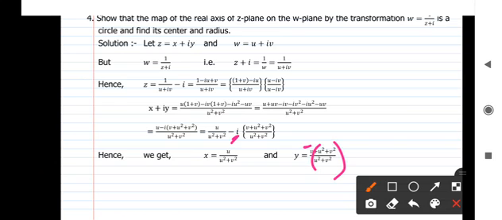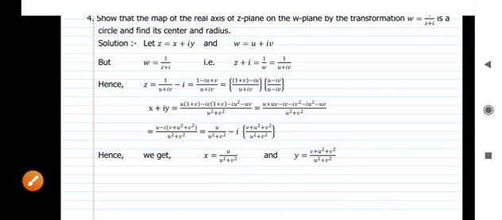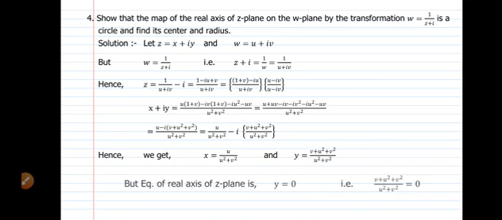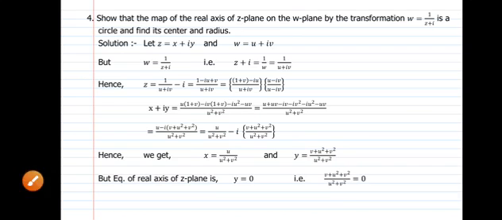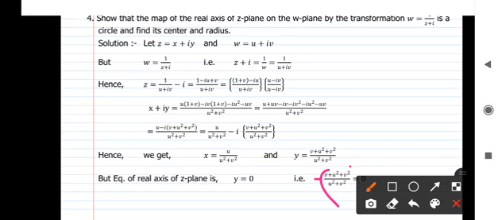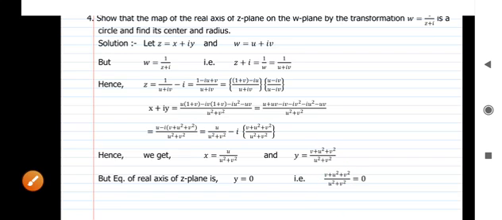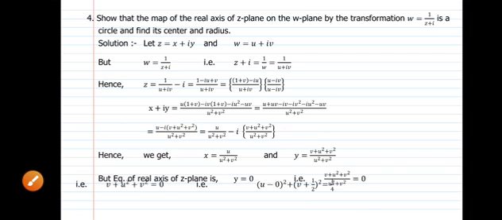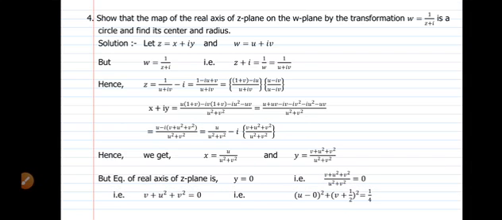Now we have to use the given equation. It is nothing but the real axis, and its equation is y equal to 0. So we have to equate this part with negative sign equal to 0. Finally you will get this term as 0 only, minus 1 will get removed. So solving this, you will get numerator is 0. This is nothing but u minus 0 square plus v plus 1 by 2 square equal to 1 by 4.